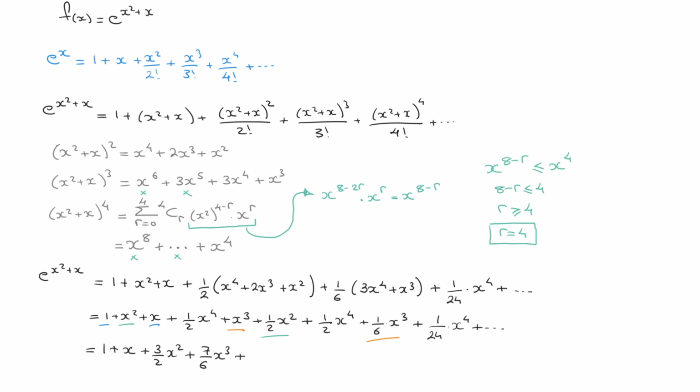And last but not least, we have the x to the power of 4 terms, and so we have 1/2 of x to the power of 4 here, plus another half of x to the power of 4, plus 1 over 24 x to the power of 4. Okay, well, 1/2 of x to the power of 4 plus 1/2 of x to the power of 4, that's just x to the power of 4, plus 1 over 24 x to the power of 4, which leads to 25 over 24 x to the power of 4. And of course we have plus 3 dots at the end here. And we're done. We now have the Maclaurin series for e to the x squared plus x. And in fact, I'll go ahead and box that result.